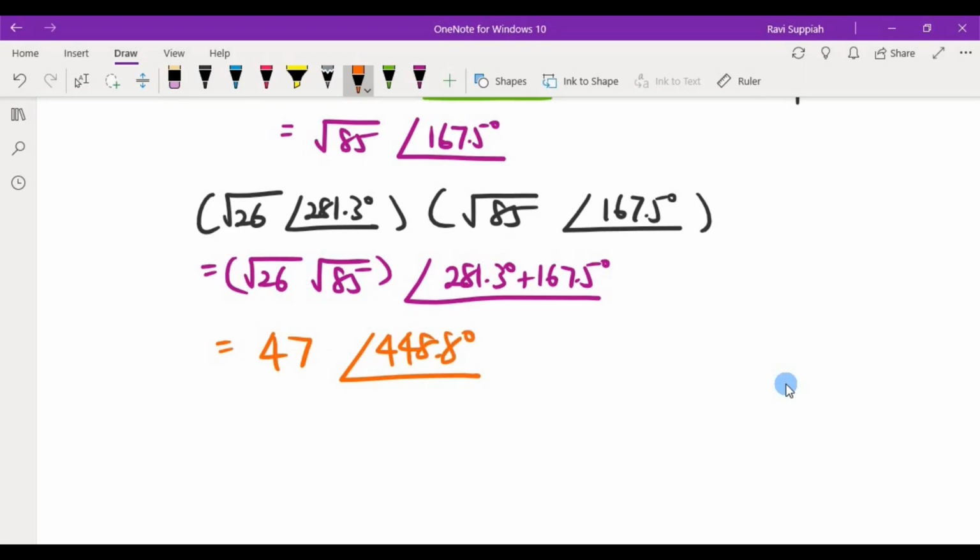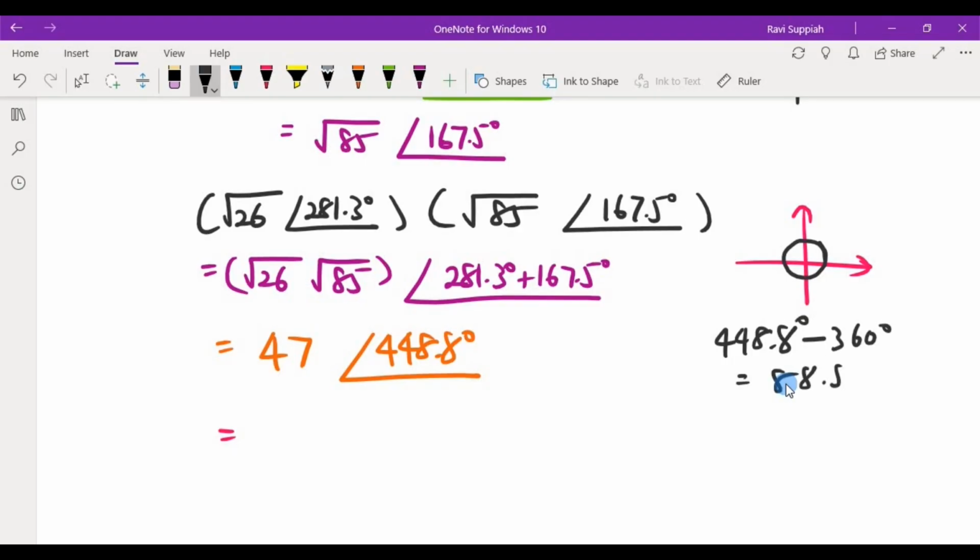448.8 degrees. Okay, when you get an answer that is bigger than 360, you know that it has actually gone one full circle already, correct? So as long as the answer is more than 360, that means it has already gone one full circle and is now carrying on again. So in that case, you can say that the final angle would be 448.8 minus 360 degrees, which will be 88.8 degrees. So the final answer here is 47 angle of 88.8 degrees.